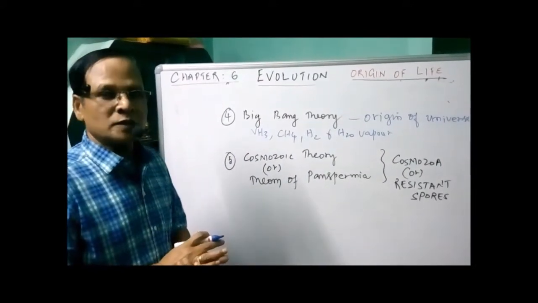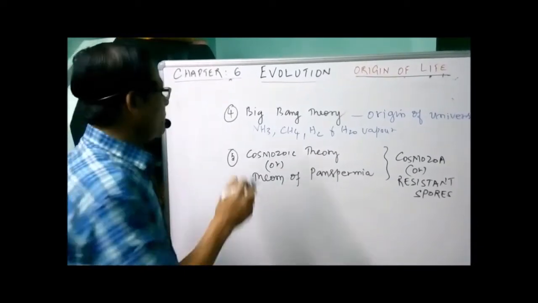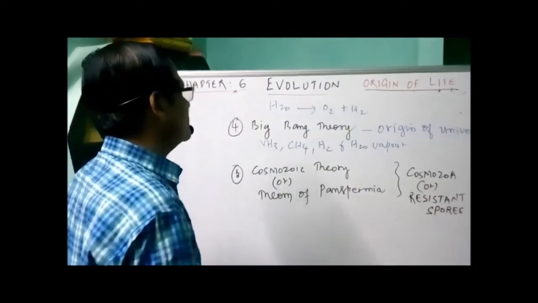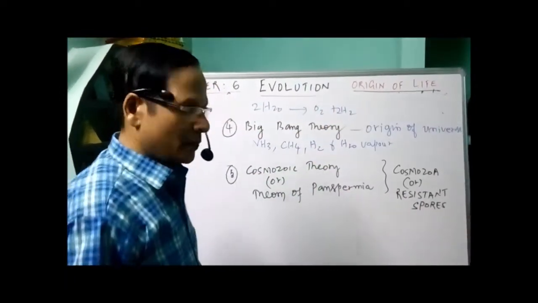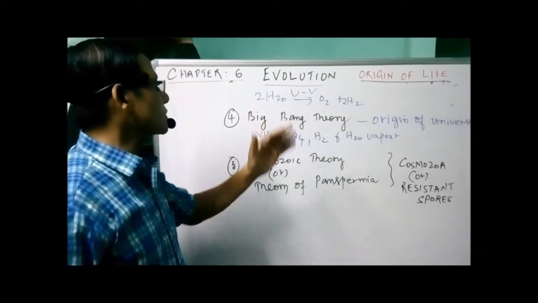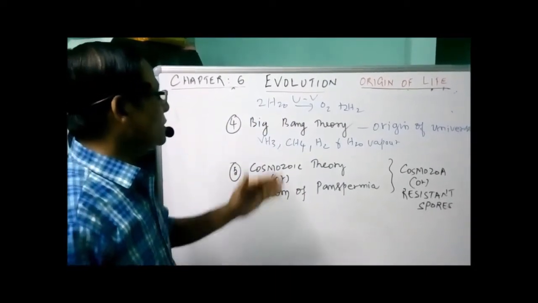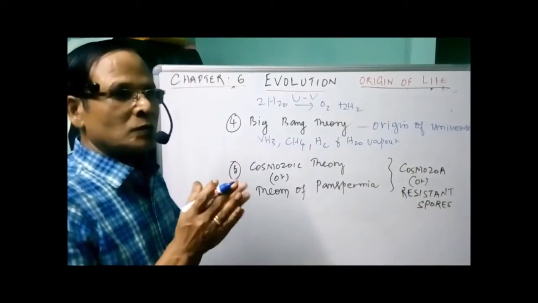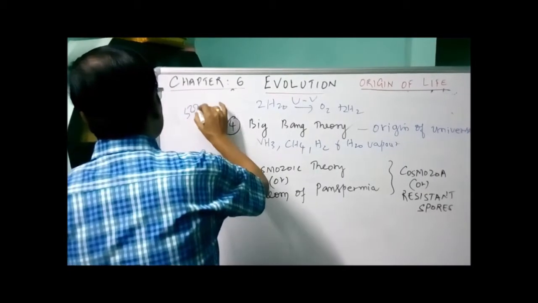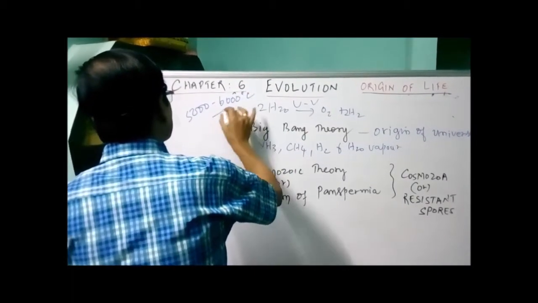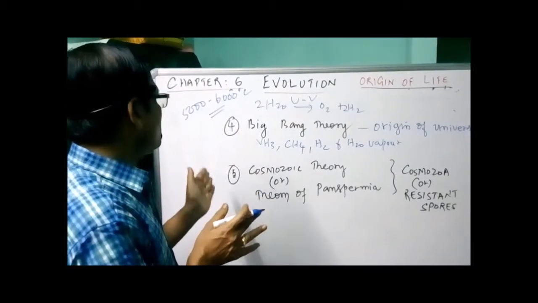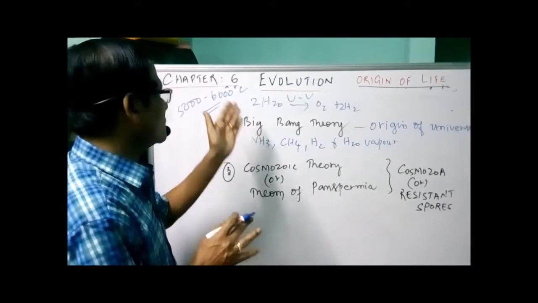Now we have energy in the form of UV radiations. The UV radiation split water molecules into oxygen and hydrogen. The UV rays were the sources of energy responsible for breaking a molecule of water to form oxygen and hydrogen. I already mentioned the water vapor. So the climate of the primitive atmosphere was extremely hot, with a temperature of about 5,000 to 6,000 degrees Celsius.